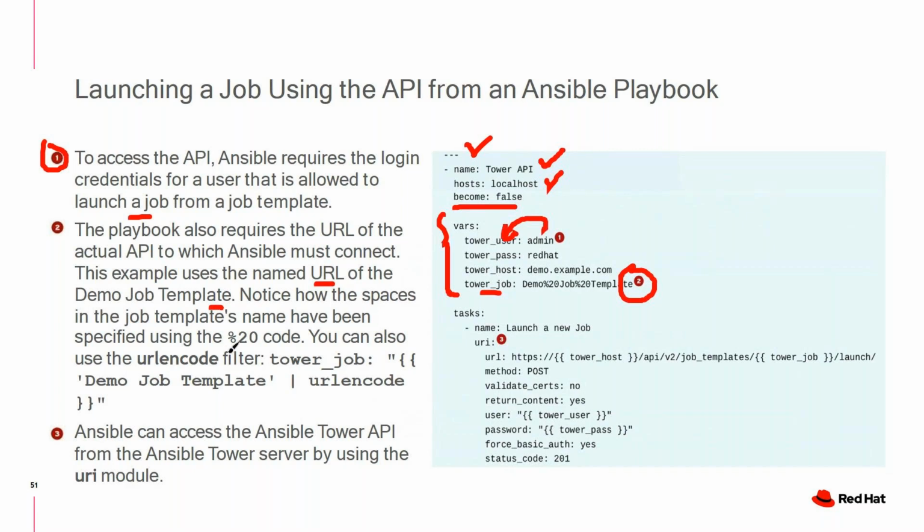Notice how the spaces in a job template's name have been specified using the percent 20 code. You can also use the URL encode filter, tower jobs, demo job template, URL encode. And then the third one, URI. Ansible can access the Ansible Tower API from the Ansible Tower server by using the uri module.